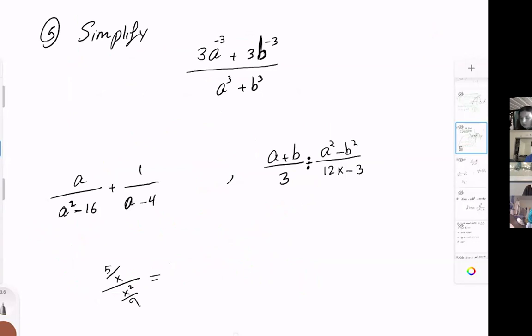Simplify. I'm gonna solve this one only, but you should be able to solve. So here we are adding 2 rational functions. Here we are dividing, and here is again dividing. This one, you multiply: 9 multiplied by 5 divided by x multiplied by x squared. This is 45 over x cubed.